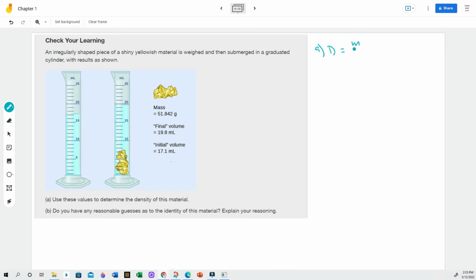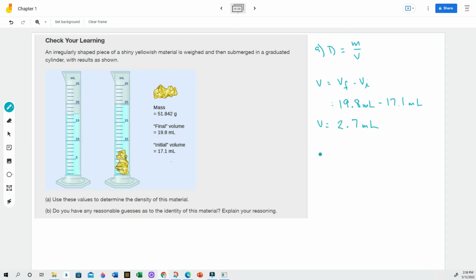Density is mass over volume, but just like we did in the previous problem, we need to use these volumes to calculate the volume of our lump of whatever this is. So the volume of our unknown piece of metal is going to be our final volume minus our initial volume. So this is going to be 19.8 milliliters minus 17.1 milliliters. Okay, putting this into my calculator, I get 2.7 milliliters. Let's check our sig figs. Both of our volumes have one decimal place because we're doing subtraction here, so we're looking at decimal places, so our answer should have one decimal place.